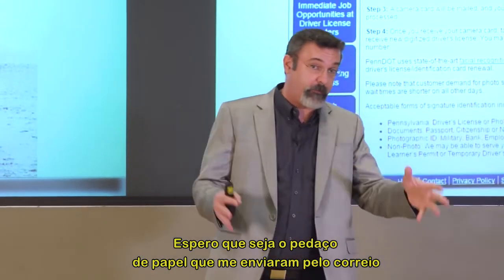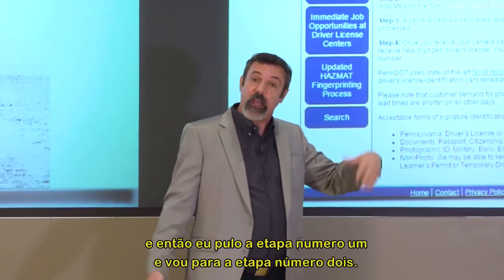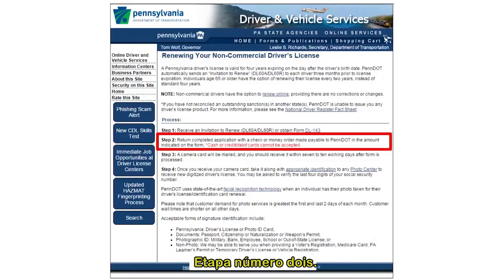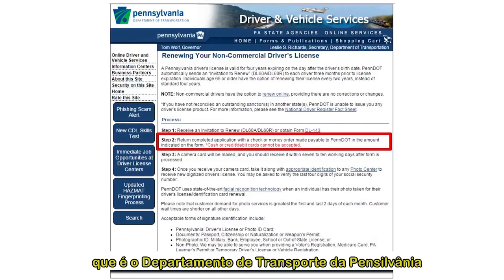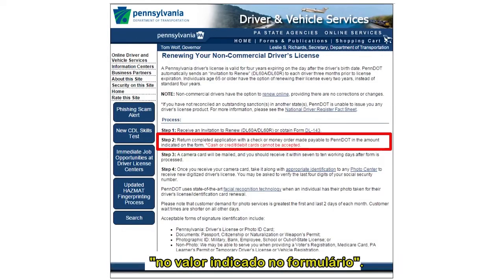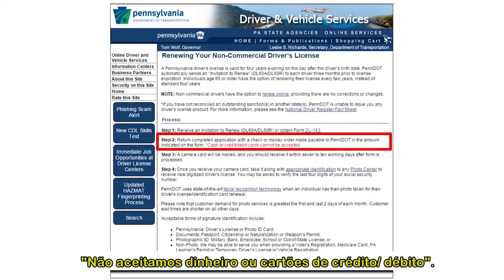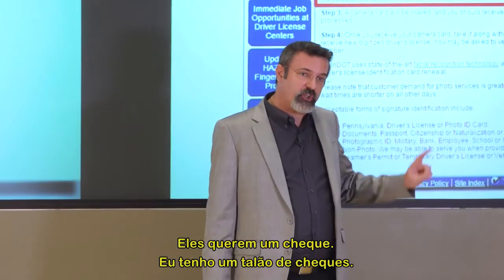All right. I still don't know what DL60A/DL60R is. I'm going to hope it's that piece of paper they sent me in the mail and just skip step number 1 and go to step number 2. Step number 2, return the completed application with a check or money order made payable to PennDOT, that's Pennsylvania Department of Transportation, in the amount indicated on the form. And here we have in red, cash or credit debit cards cannot be accepted. They want a check.